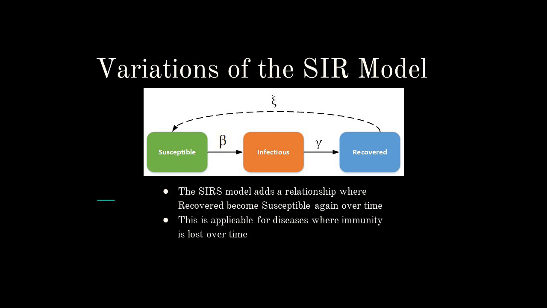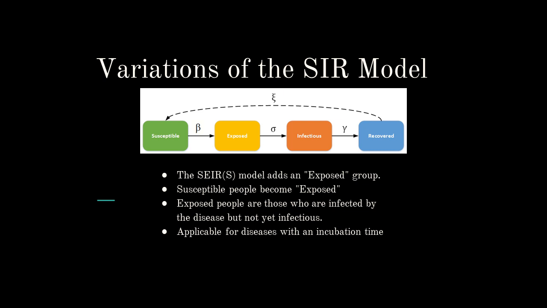One variation of the model is the SIRS model, where recovered people can become susceptible. This can be used for diseases where immunity is lost over time. Another variation is the SEIR model, where an exposed group who are not contagious is added. Susceptible people become exposed, and exposed people become infected. SEIRS also includes recovered people becoming susceptible as well.